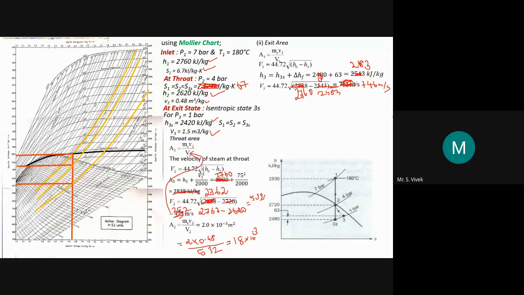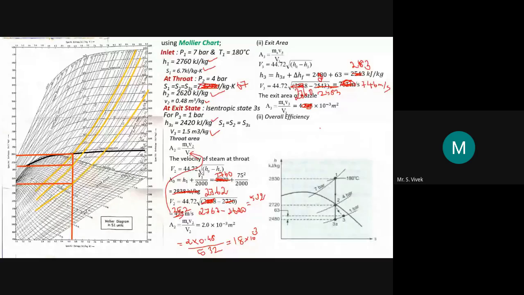Then area. We are having velocity value, mass flow rate, specific volume. What may be the exit area value? 4 into 10 power minus 3 sir. So this is the answer. Exit area, we calculated the value as 4 into 10 power minus 3. So that's it.